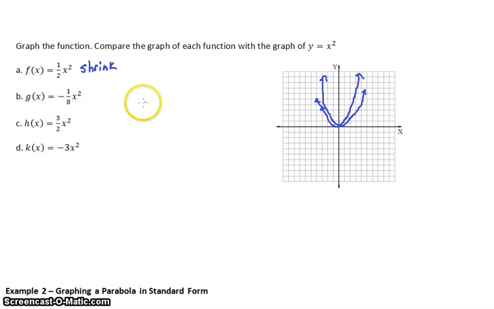Now this one's a little bit different. We have this number in front, but it's negative. When we talked about what graphs of certain functions look like, this negative meant something. This negative meant a reflection.